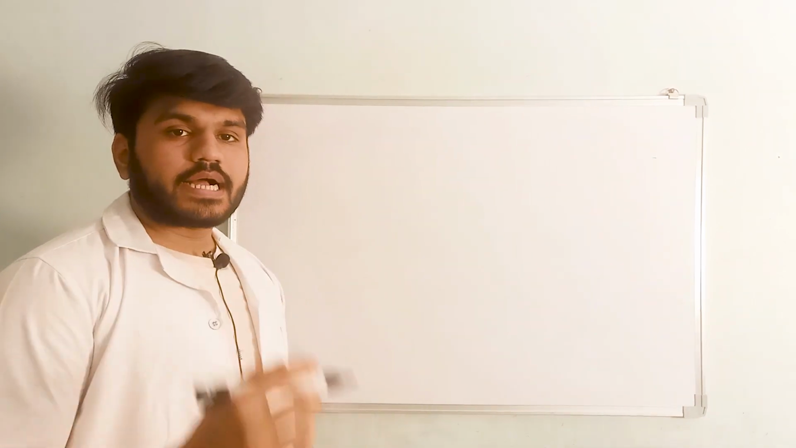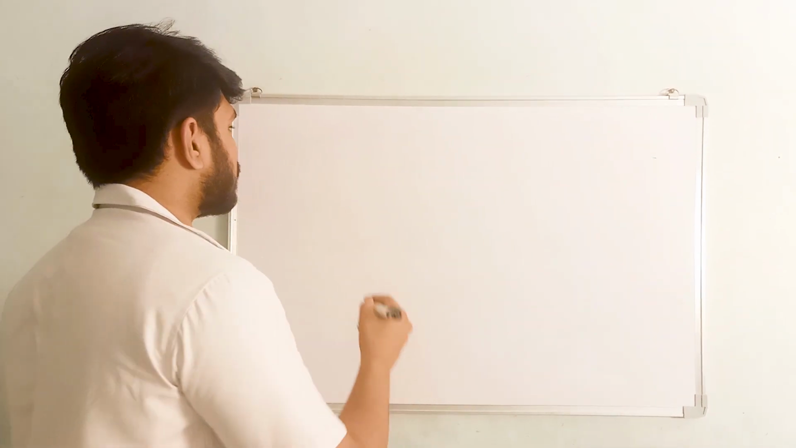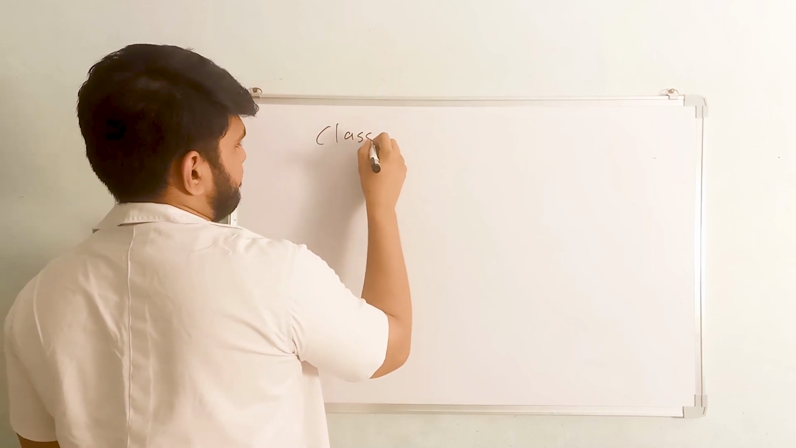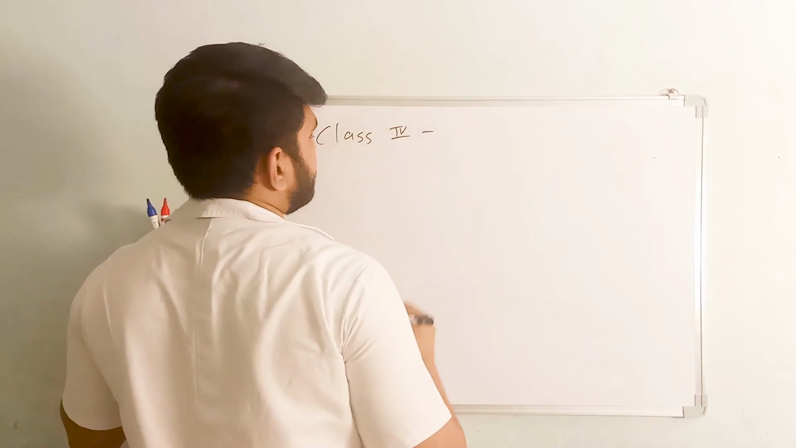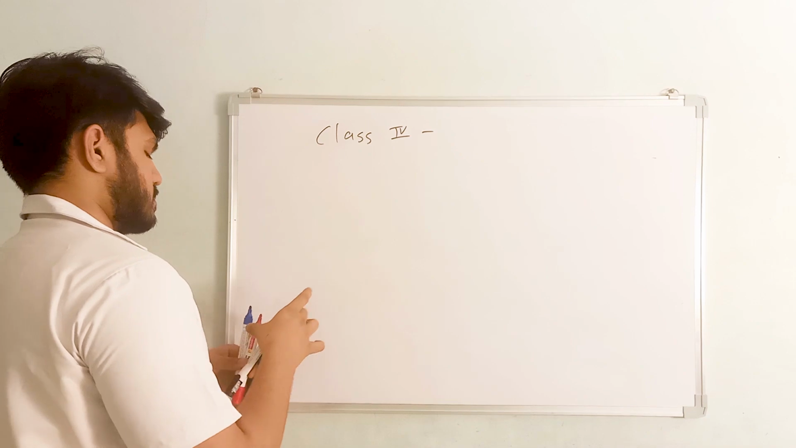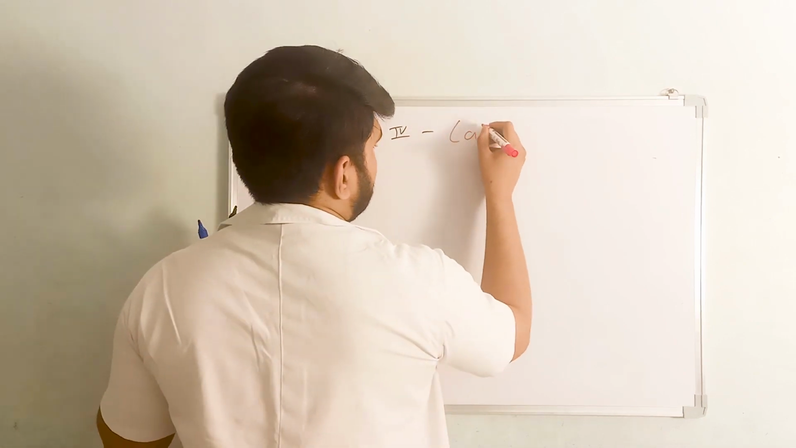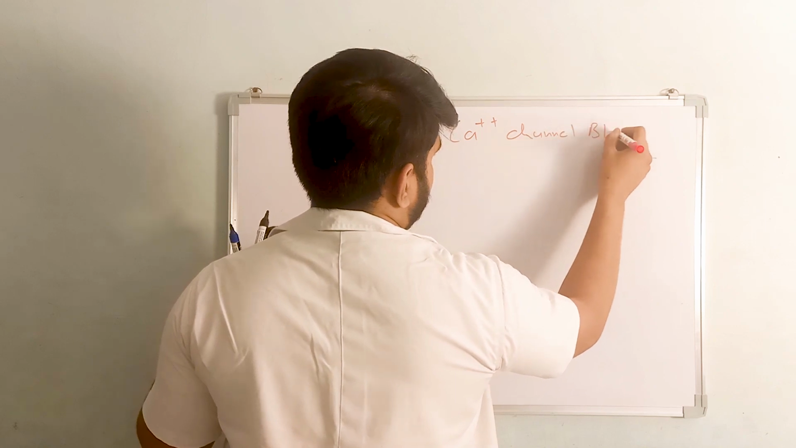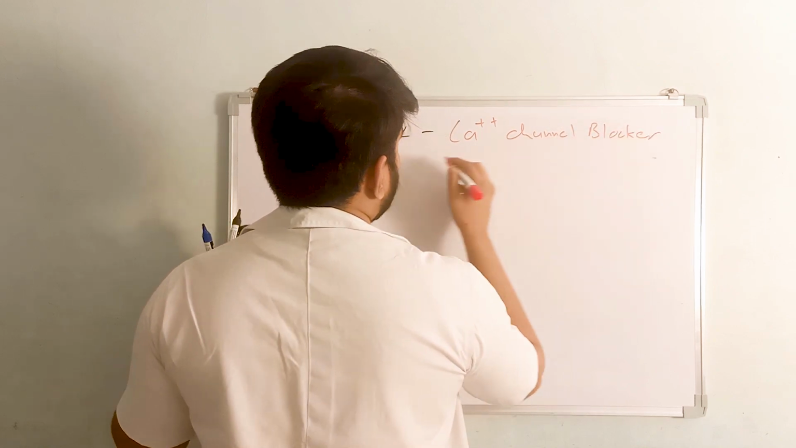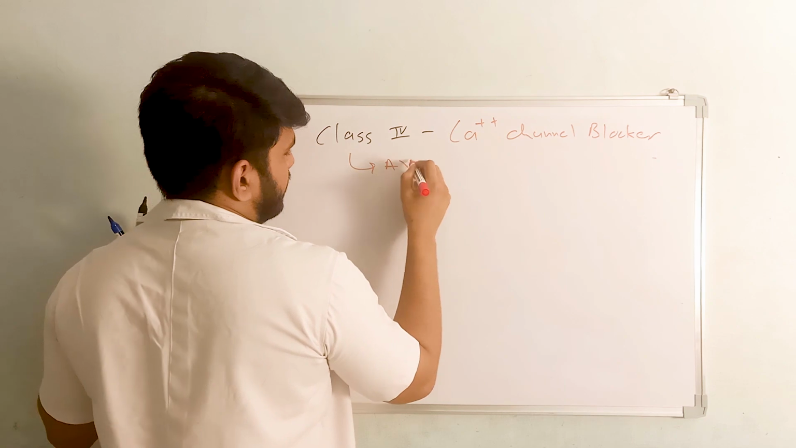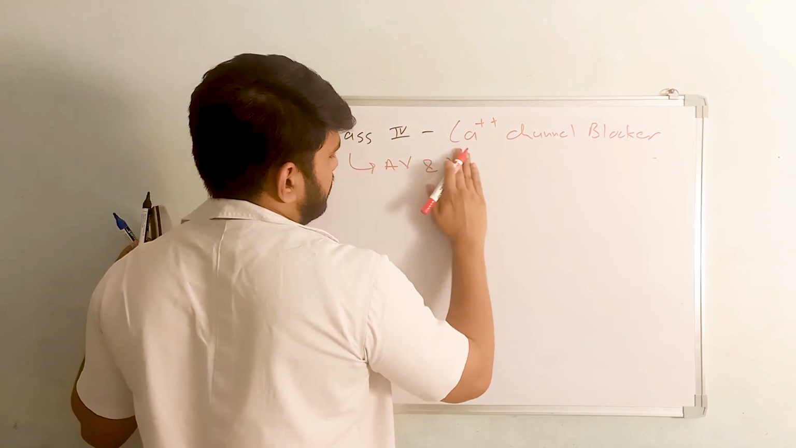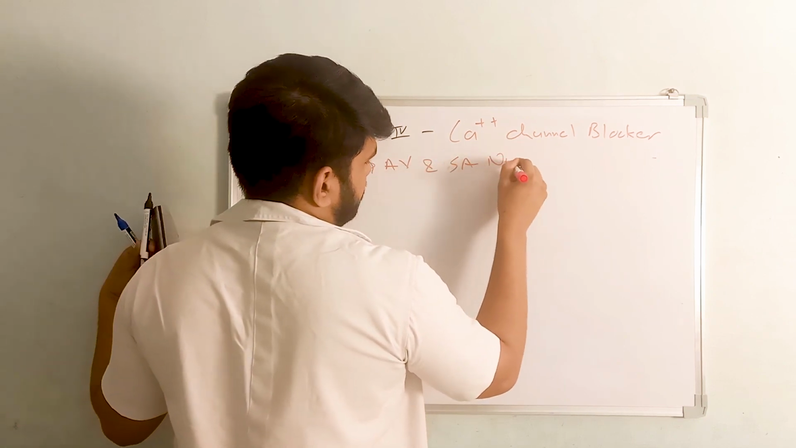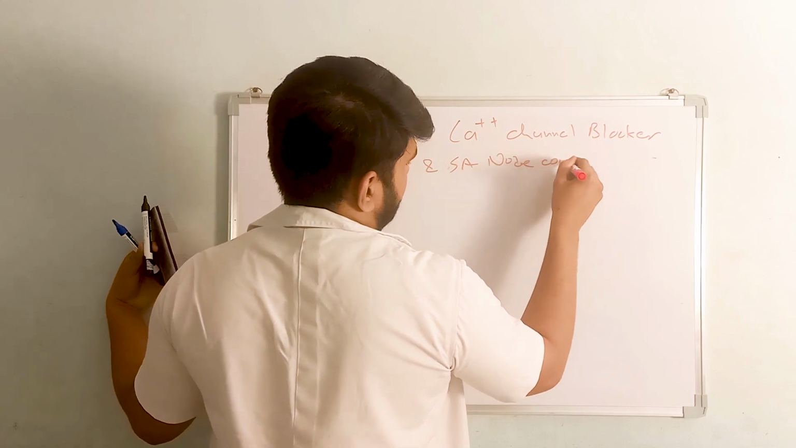So now our last class of drug is class 4. These are our calcium channel blockers, and they work the same way on AV and SA node conduction.